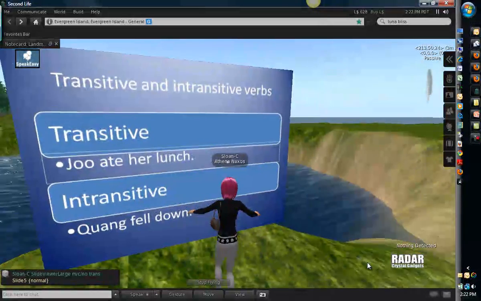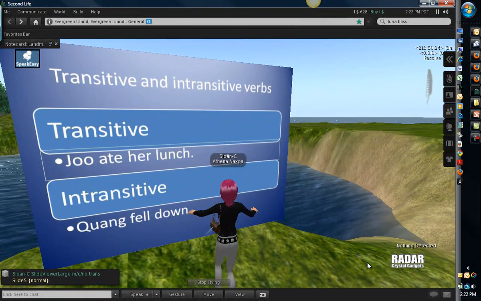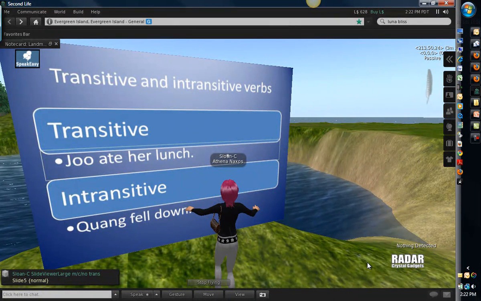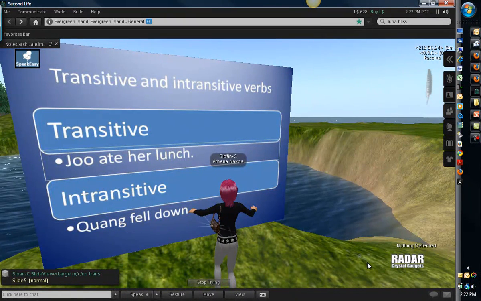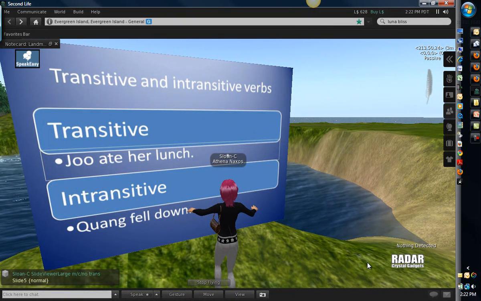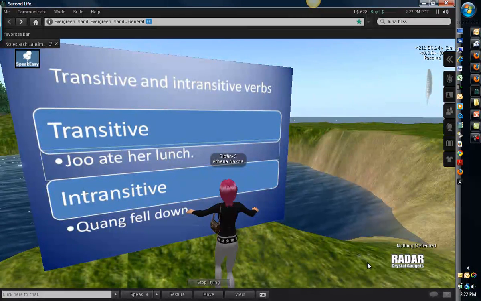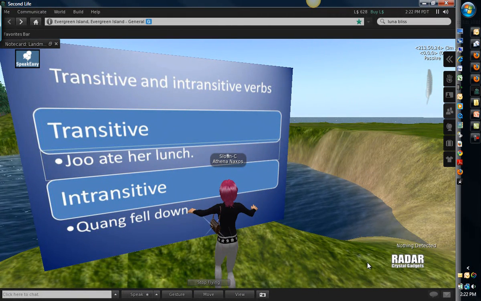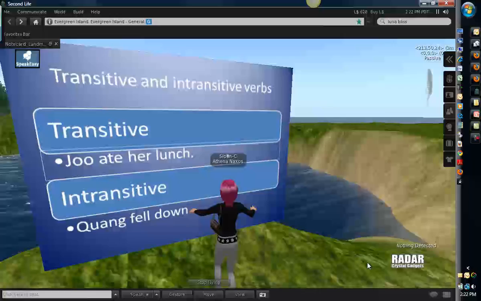About transitive and intransitive verbs, a transitive verb is a verb that takes an object, and it's important to know about transitive and intransitive because it will affect whether you can make a passive sentence or not. If a verb is transitive, you can make the sentence passive. If it's intransitive, you can't. Let's look at some examples.